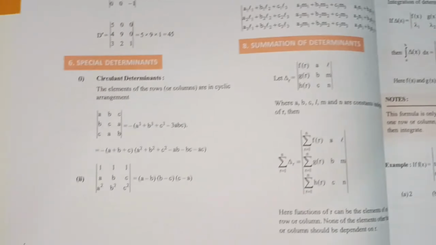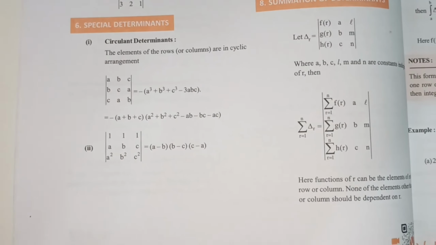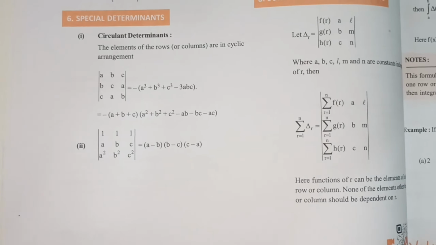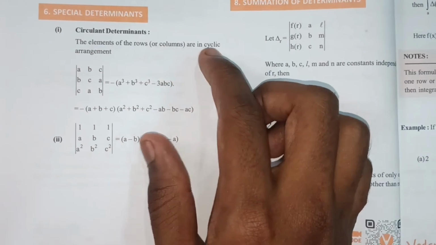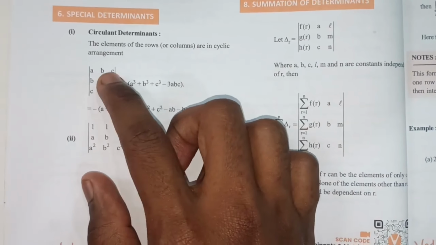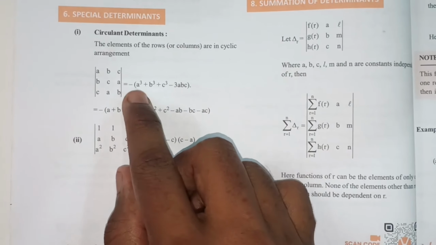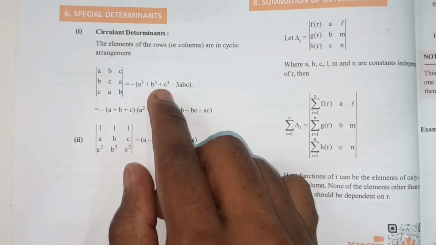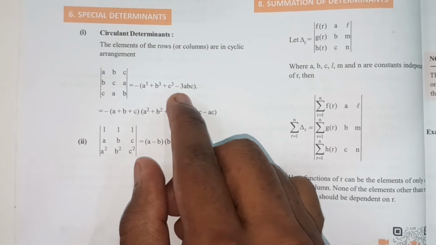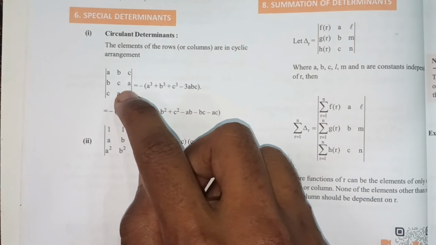So, special determinants. A special determinant is the circular determinant, where the elements of the rows or columns are in cyclic arrangement: A B C, B C A, C A B. So here it will be minus (A cube plus B cube plus C cube minus 3ABC). What does circular mean here?